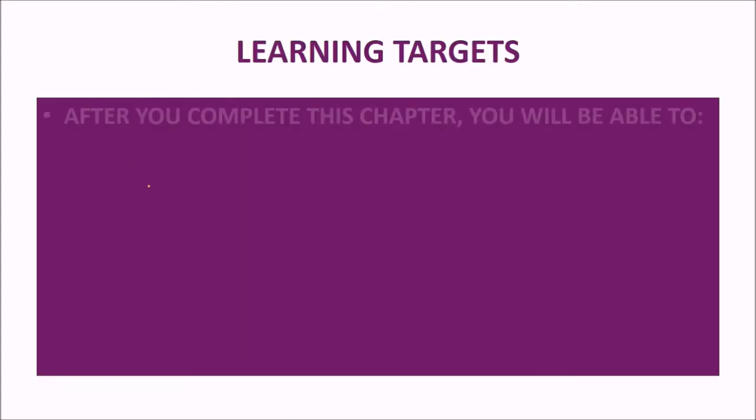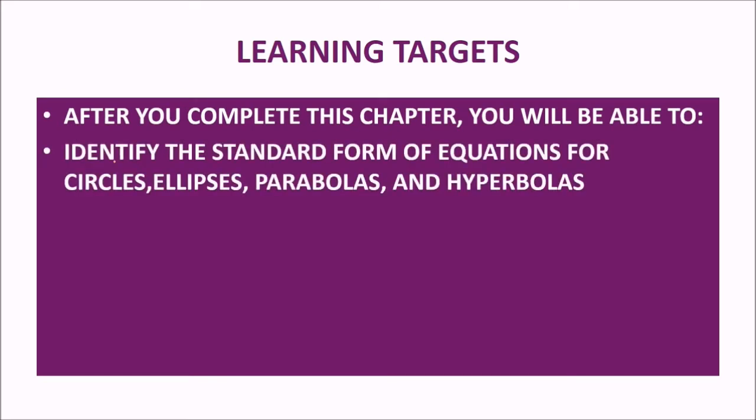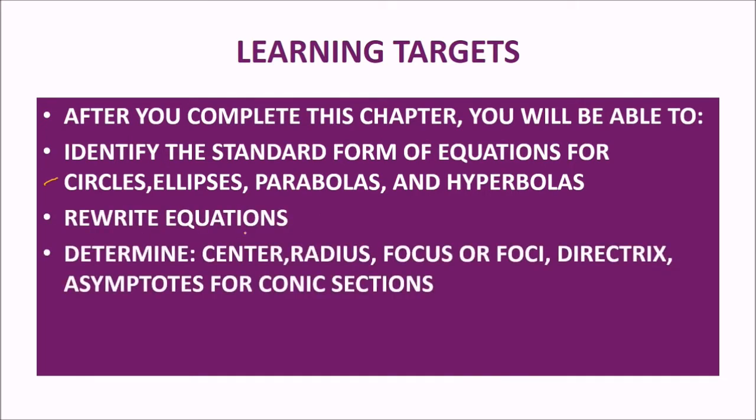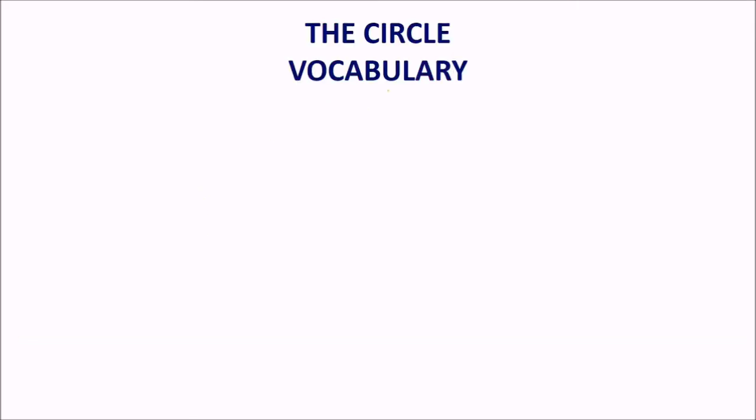So what we are going to see is, you'll be able to identify the standard form of equation for the circle, ellipses, parabolas and hyperbolas. You may be able to write the equations and to determine the center, radius, the focus and foci, directrix, the asymptotes for the conic sections. And you will be able to identify the eccentricity also. So let us start with the circle.